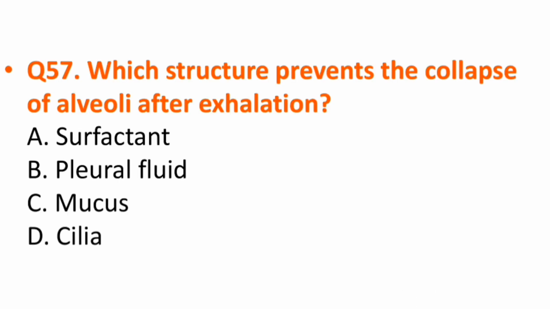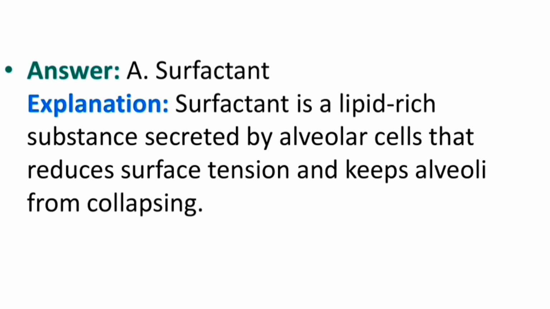Which structure prevents the collapse of alveoli after exhalation? Option A, surfactant. Option B, pleural fluid. Option C, mucus. Option D, cilia. The correct answer is option A, surfactant. Surfactant is a lipid-rich substance secreted by alveolar cells that reduces surface tension and keeps alveoli from collapsing.